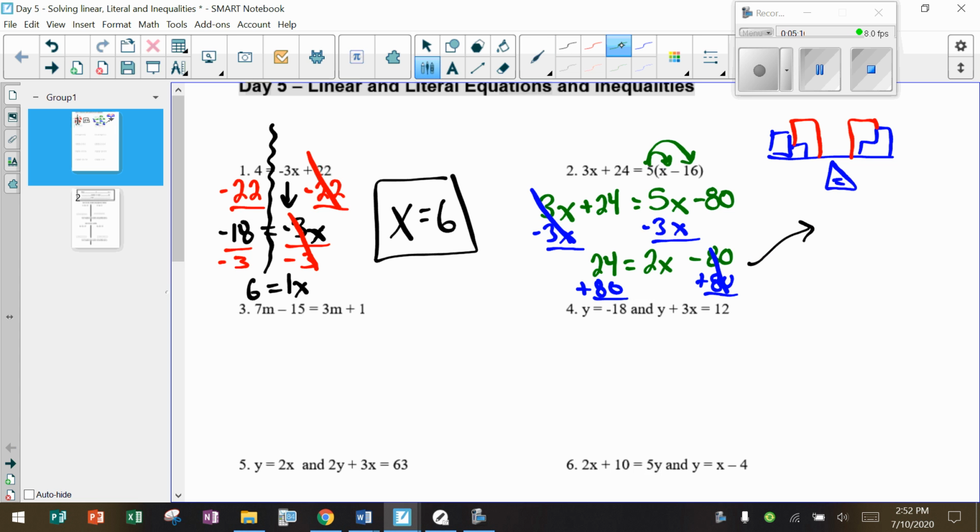So on the left-hand side, I have 24 plus 80, which is 104. And on the right-hand side, I still have this 2x. This means 2 times x. The opposite of multiplication is division, so I'm going to divide by 2 on both sides. And I go to my calculator, do 104 divided by 2, and get my answer. X is 52.